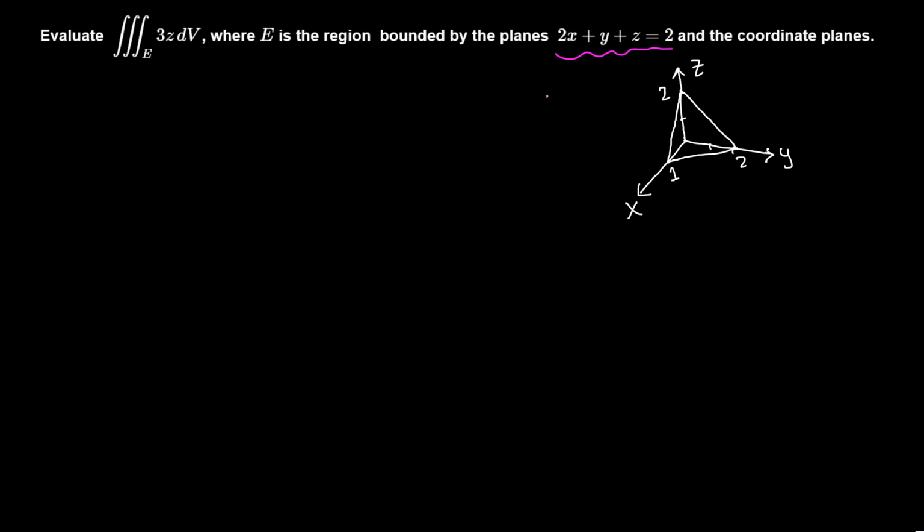Let's find 3 points on this plane. If we take y = 0, z = 0, then 2x = 2. That means x should be 1. So (1, 0, 0) is a point on the plane. Similarly, if we take x = 0, z = 0, then y equals 2. If we take x = 0, y = 0, then z equals 2. So these are the points.